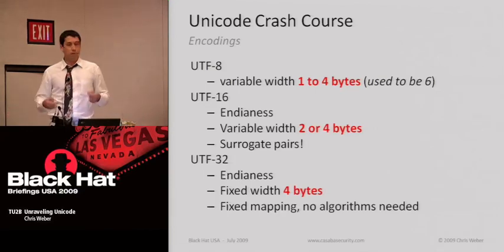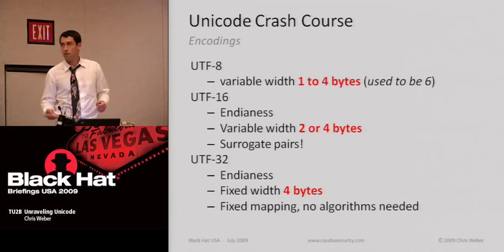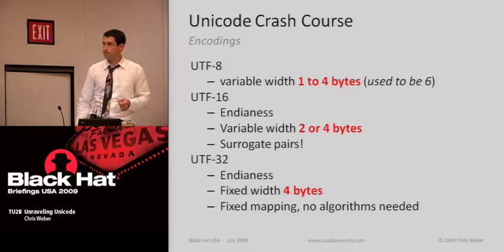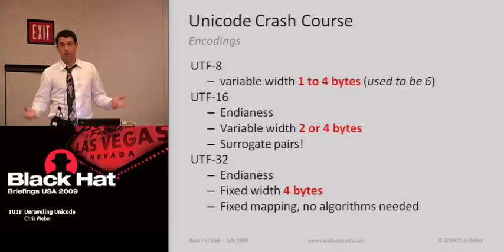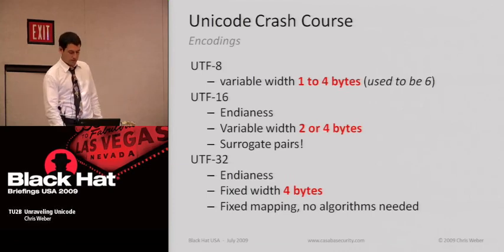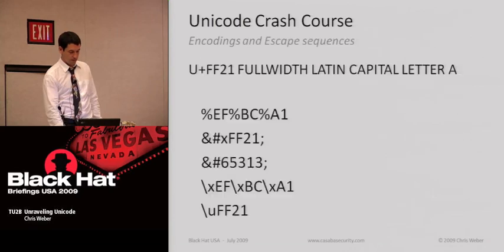UTF-16 is pretty popular for programming languages and operating systems. They use UTF-16 at the core. Now, both UTF-8 and UTF-16 are called variable width encodings because they can represent a character in anywhere from 1 to 4 bytes. UTF-32 is awesome. If we could just use that, we'd be set, because it's just a 1-to-1 mapping. There's no algorithms involved. It's just a straight representation of the code point.